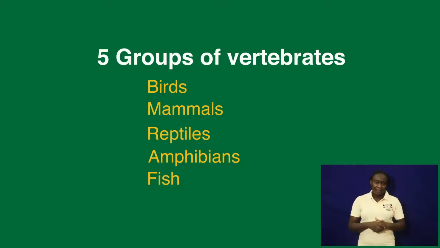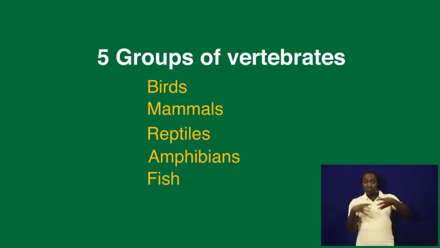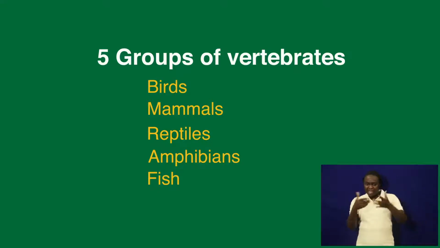We are saying that vertebrates are grouped into five. Birds, mammals, the reptiles, the amphibians, and the fish.